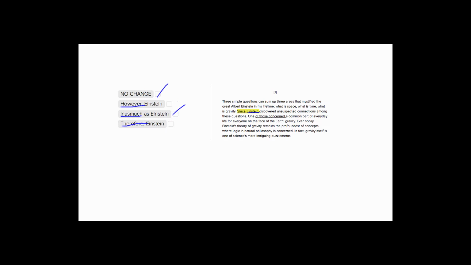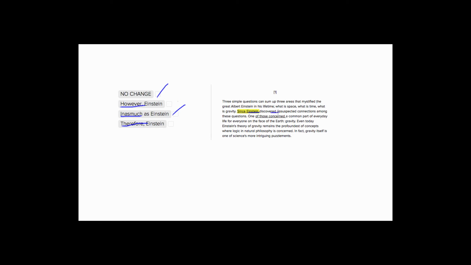So the best way to sum this up is to look at the beginning of the paragraph and know what the author is trying to convey, and then see what kind of meaning we want in the second sentence. So the first sentence tells us that we have these three simple questions, and they're summing up these areas that mystified. So here's our key word, the sum, "mystified" the great Albert Einstein in his lifetime. What is space? What is time? What is gravity? And then it's telling us that Einstein, he discovered these unsuspected connections among these questions.